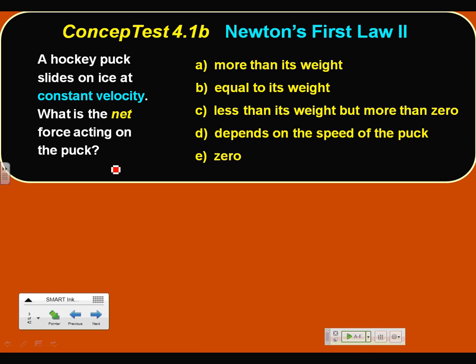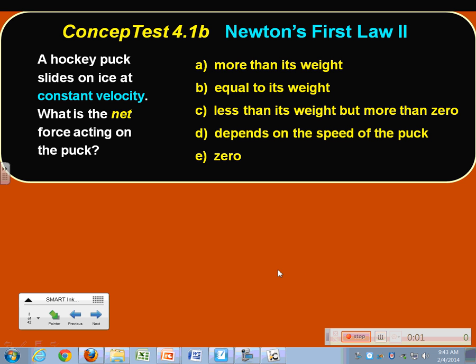All right, a hockey puck slides on ice at a constant velocity. What is the net force acting on the puck? Now, we didn't really talk about velocity. If something's moving at constant velocity, what is its acceleration? It's zero, right? So if it's moving at a constant speed or velocity, that means it's not accelerating. It has zero acceleration.